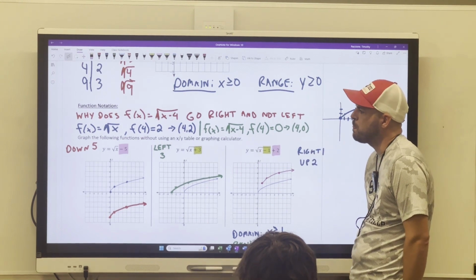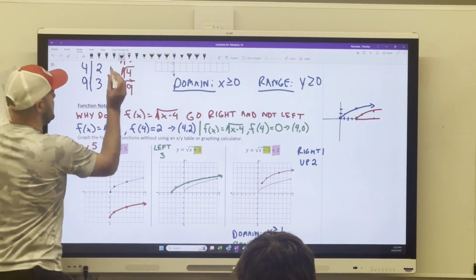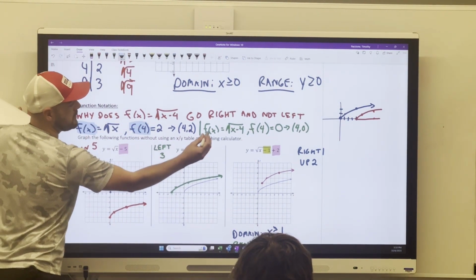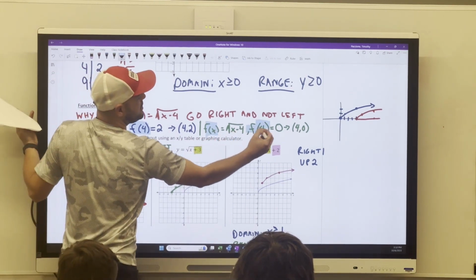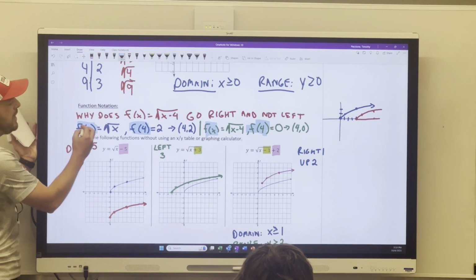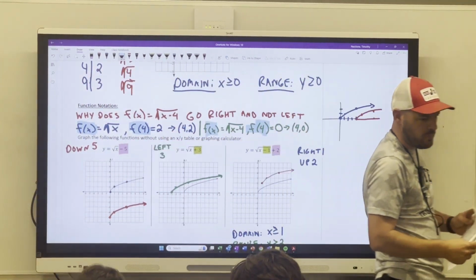Function notation. So this is function notation, right? Using this, using this, using this. So that was just me using function notation, inputs and outputs to try to explain it, okay? So if you want to write down this part, the bottom part, I'll give you a chance to write that down.